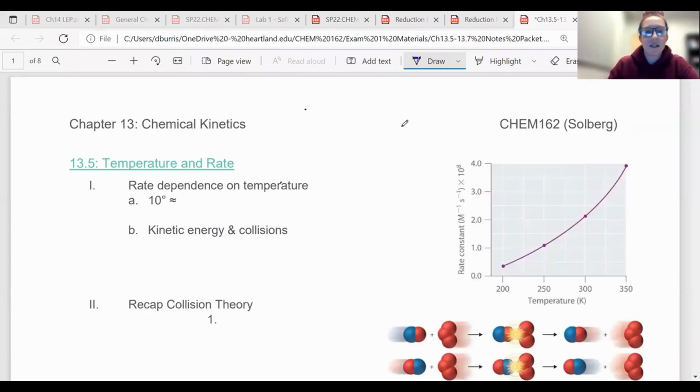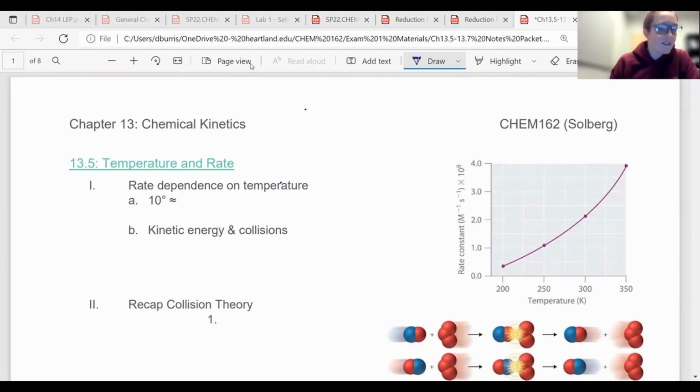Okay, so we've been talking about kinetics, and we're going to finish that up today. This is starting at 13.5, which is temperature and rates. So we've talked about rate constants, that those exist, and they change based on temperature, right? Because if you've got more temperature, that means more kinetic energy. And that means that you're going to have more collisions and you're going to have a faster rate. So how are they related?